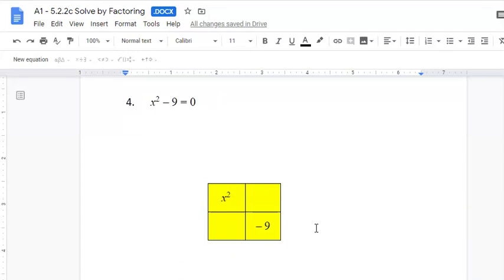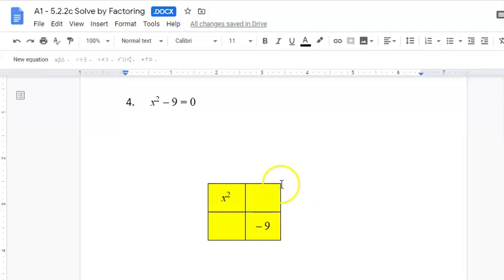Question 4 is unlike the other 3 problems because in this problem we have a binomial equal to 0. But this is not just any binomial. It's called the difference of squares. Now take a look. x squared minus 9 is equal to 0. I've placed the x squared and the minus 9 in the box, as we always do. But what's missing is the x term, and that's because there's 0 x's.